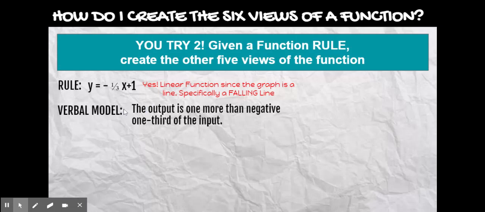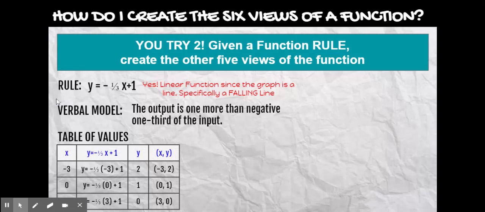I will give you feedback on what you said for your verbal model. Let's move on to the table of values. Build that table of values with your 4 columns. Be wise on the selection you choose for your input values. I hope you did what I did: -3, 0, and +3. I want values that are not even in this case because I'm not dealing with halves, but multiples of 3 so that I can divide them easily by 3.